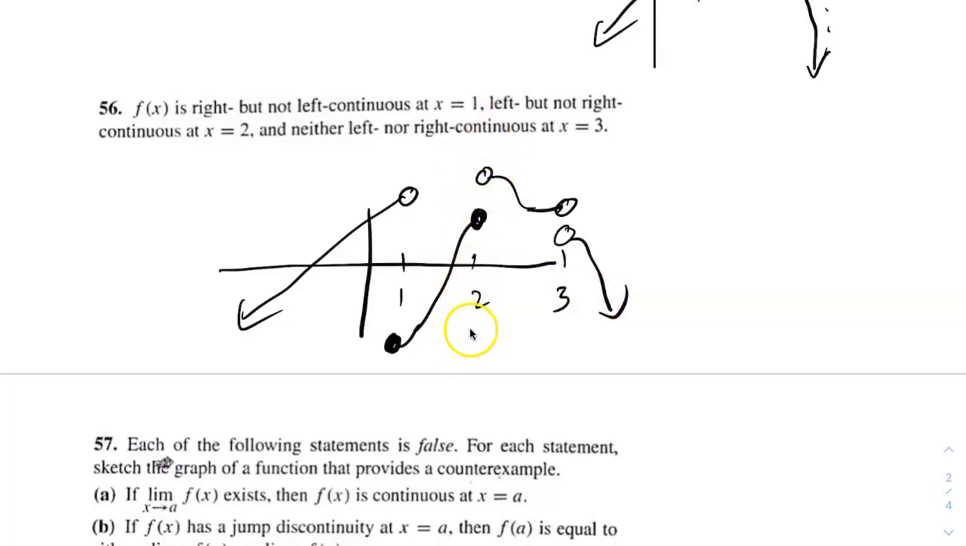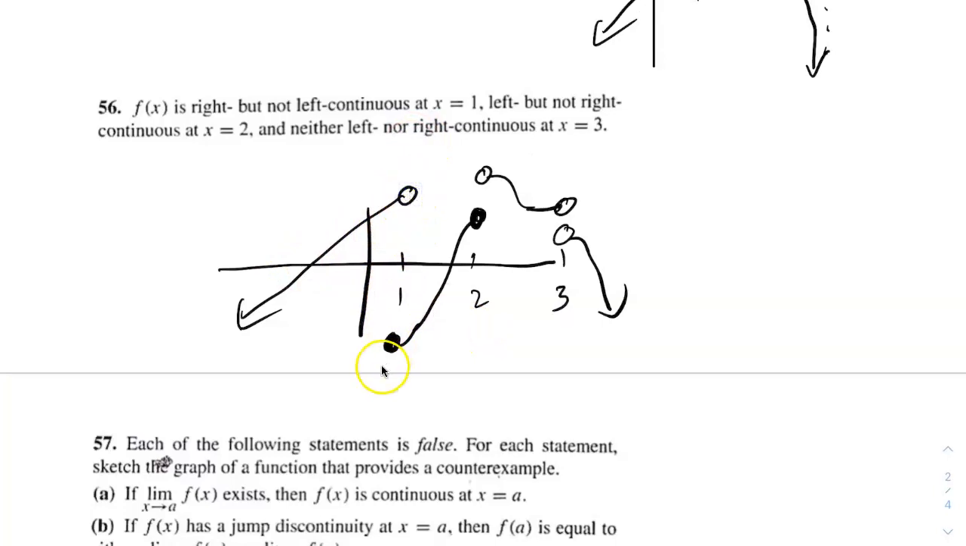That's not a very good straight line. There you go. Passes the vertical line test, it all works. At 1, we're left continuous, we're right but not left. At 2, we're left but not right. And at 3, we're neither. So perfect.